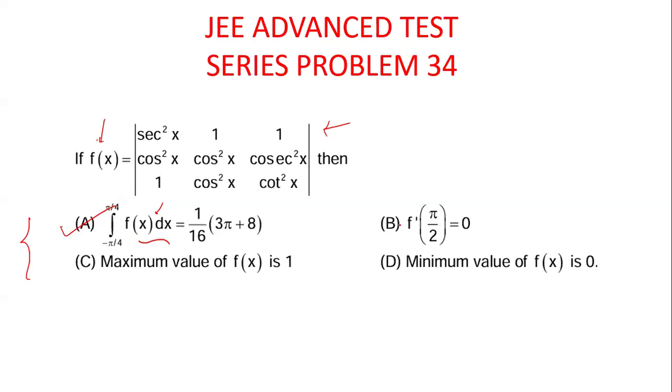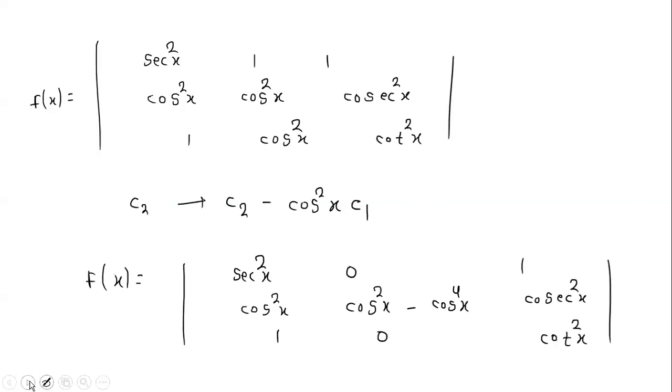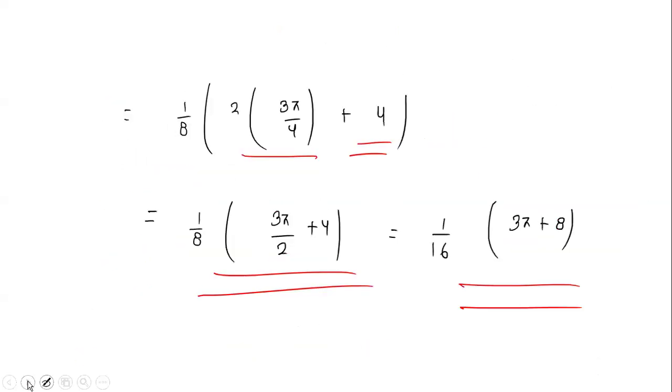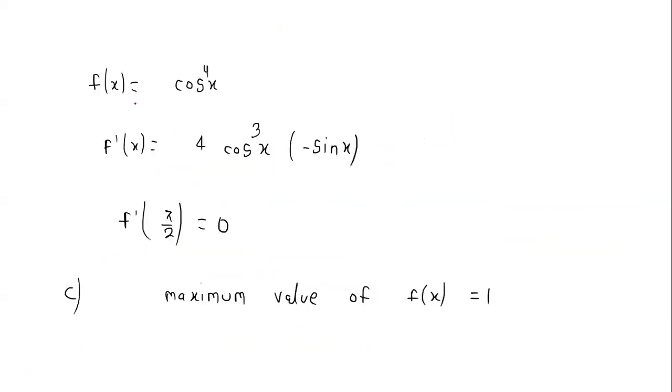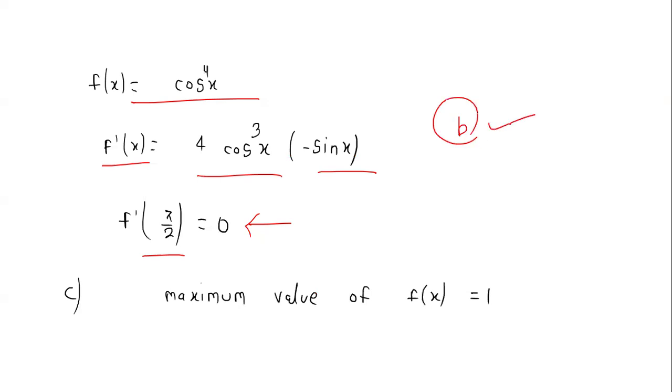Now let's see the second option. So in the second option, we have to tell what is the value of f dash at pi by 2. So first of all, we have this function. So let's calculate f dash x. So it will become like 4 times cos of x whole cube, and cos x differentiation is minus sin x. And if you put x value as pi by 2, so cos pi by 2 value is 0. So this is 0. So the B option is also correct.